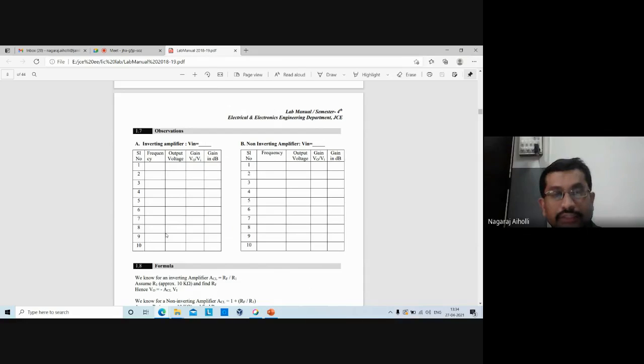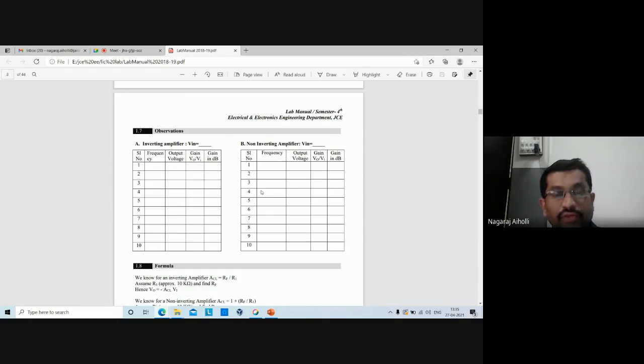Last semester in the electronics lab you also conducted various experiments, such as the RC coupled amplifier. You know how to get the frequency response, correct? By varying the frequency, you get different values of output voltage. Then we take the gain, that is output voltage by input voltage, which is nothing but the gain of the circuit, and we express it in dB, that is 20 log V0 by V in.